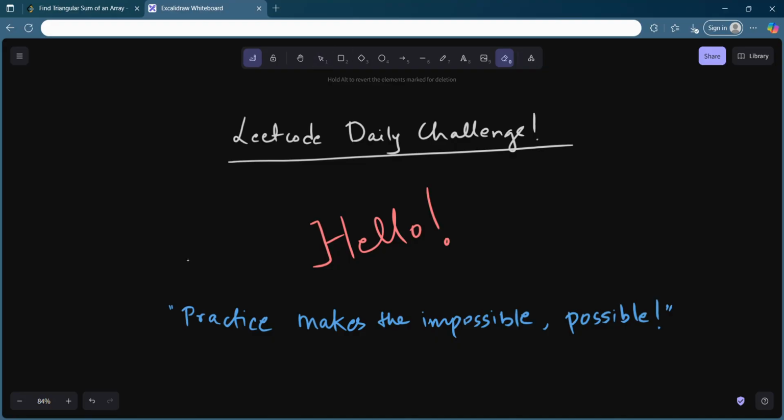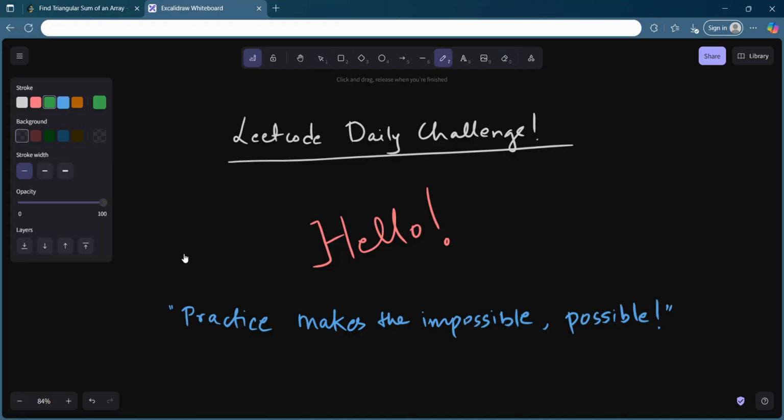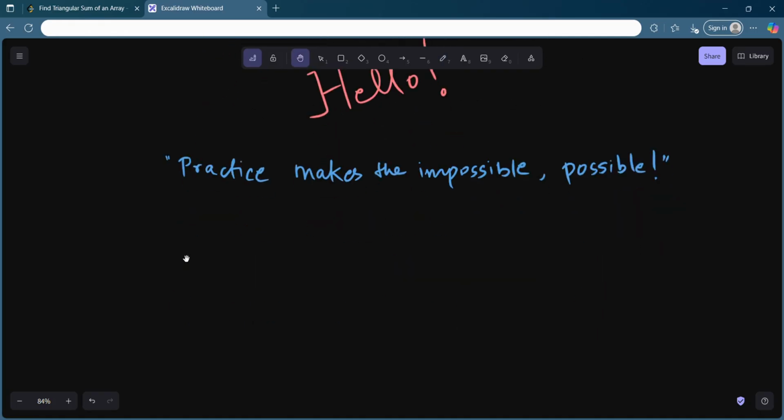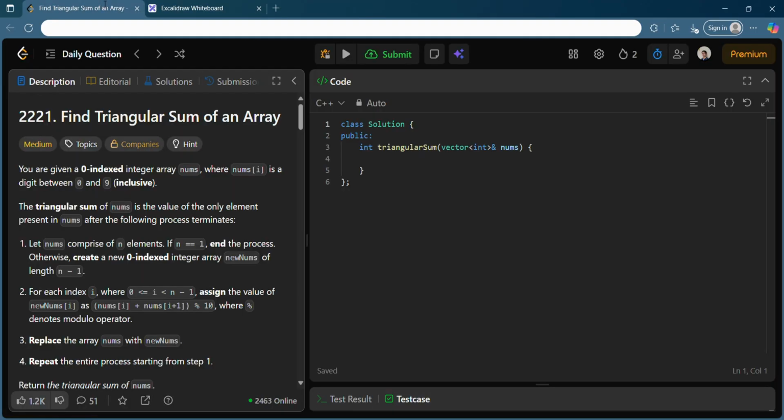So let's see today's daily challenge on Leetcode and try to solve it together. Let's look at the problem statement first, then try to understand what it means and what we need to do.